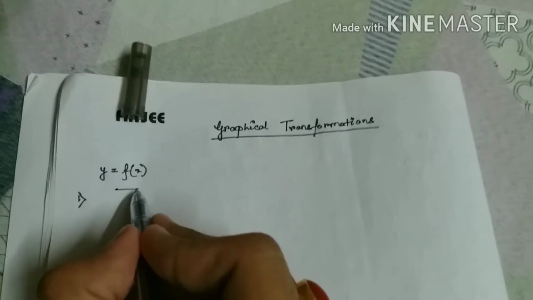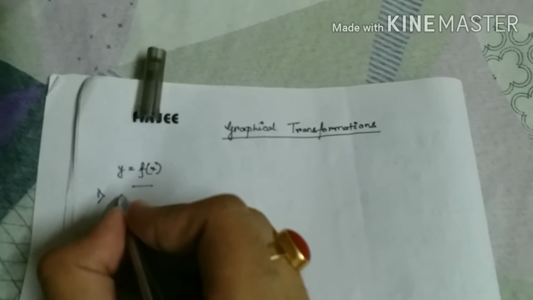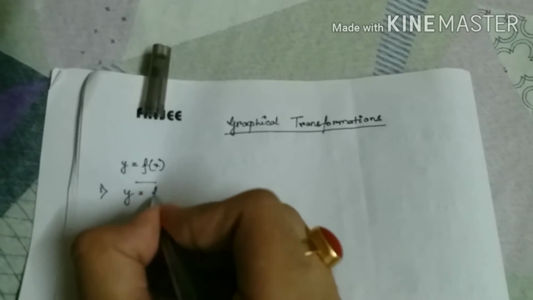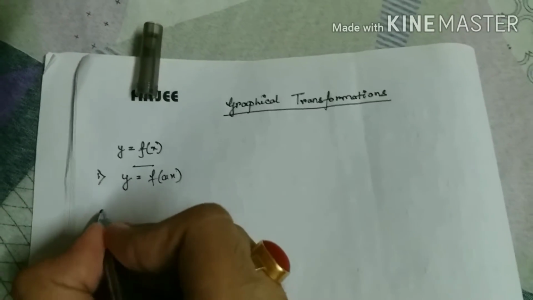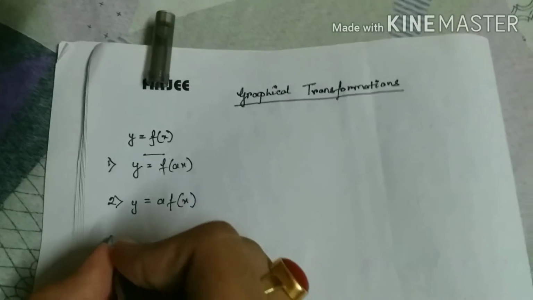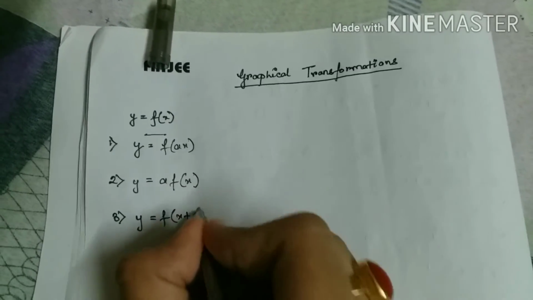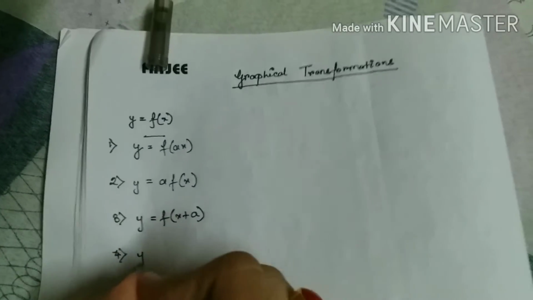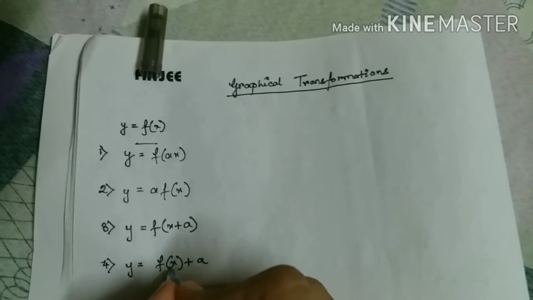So we take a function y is equal to f(x), and now we will find the graph of some other functions from this function using simple graphical transformations. So what are those functions? y is equal to f(ax), y is equal to a f(x), y is equal to f(x) plus a, and y is equal to f(x plus a).